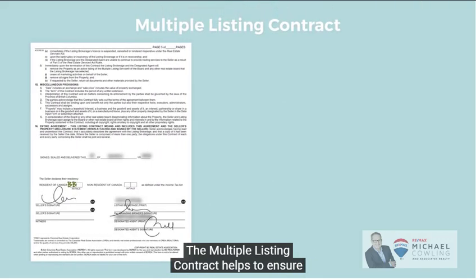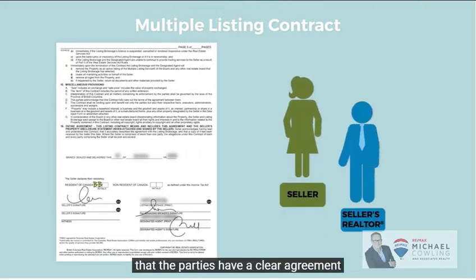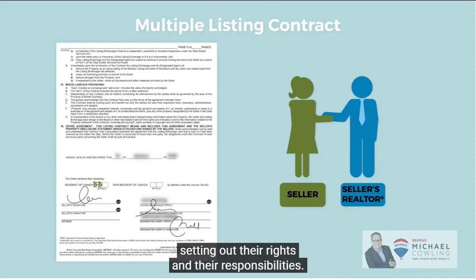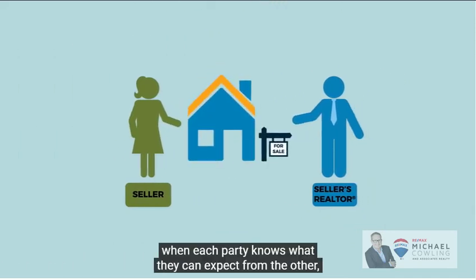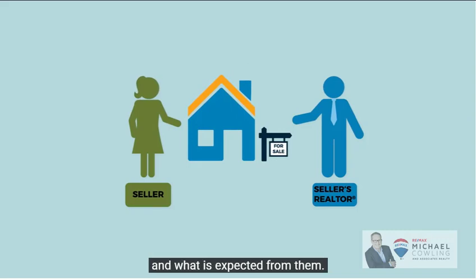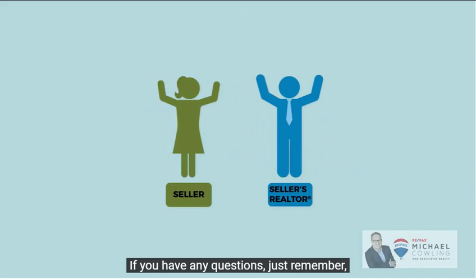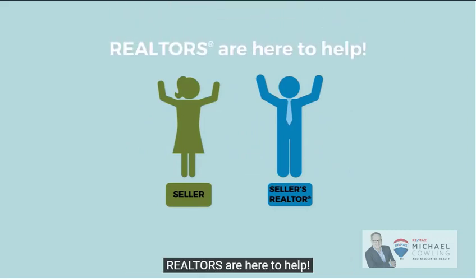The multiple listing contract helps to ensure that the parties have a clear agreement setting out their rights and their responsibilities. Everyone is better protected when each party knows what they can expect from the other and what is expected from them. If you have any questions, just remember, realtors are here to help.